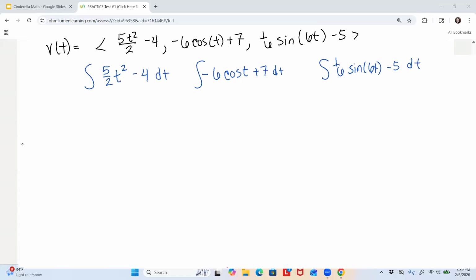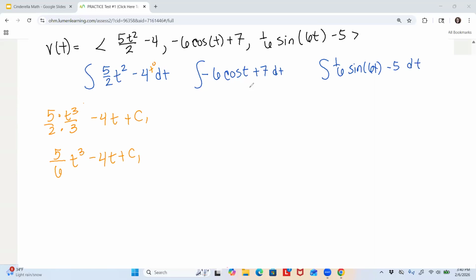First one, we would do 5/2 t cubed over 3 minus 4. Now this technically has t to the 0, so you would bump that up to t to the 1 over 1, but nobody writes the ones. Plus C1. So that's going to be 5 over 6 times t cubed minus 4t plus C1. And again, we'll get the constant in a minute.